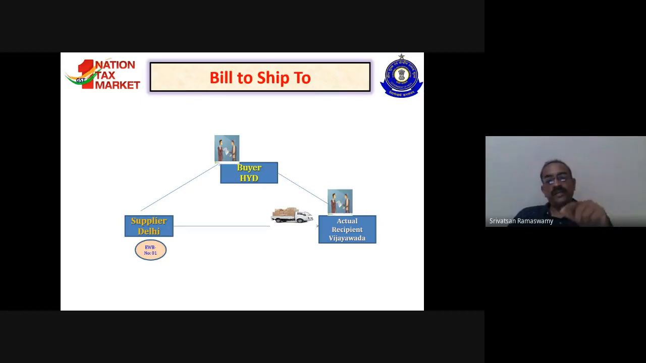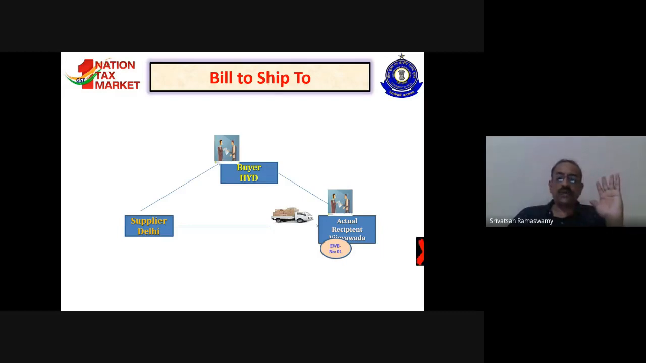One will be from Delhi to Hyderabad, and the other from Hyderabad to Delhi, whereas the goods will be directly moved from Delhi to Vijayawada through an e-way bill or a delivery challan. So there are two IGST transactions here, and two types of assessments will have to be undertaken. So this is a bill to ship to transaction.